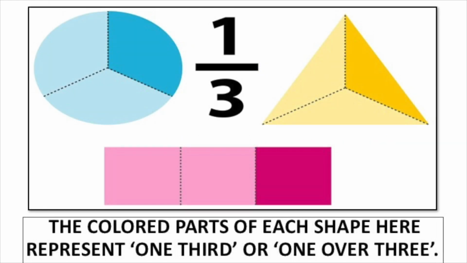The coloured parts of each shape here represent 1/3 or 1 over 3. Because you can see in each shape, guys, the circle, the triangle, or the rectangle, there are 3 different parts. So that's represented by the denominator. But the coloured shape in each part is only 1. And that's represented by the numerator.